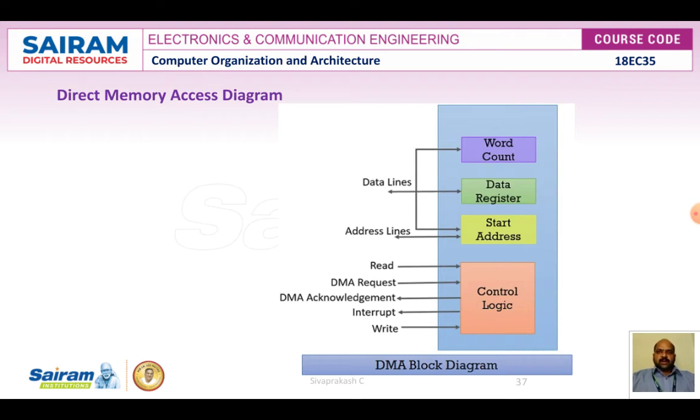Second, the processor also provides the start address for the data block in the memory, from wherever the data block in the memory has to be read, or where the block of data has to be written into the memory. The DMA controller stores this in the address register, which is also called the starting address register. That's the second one.